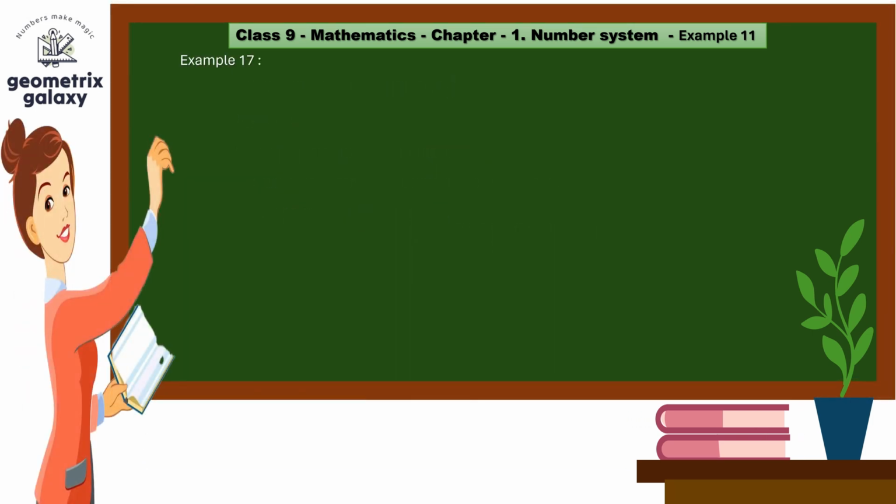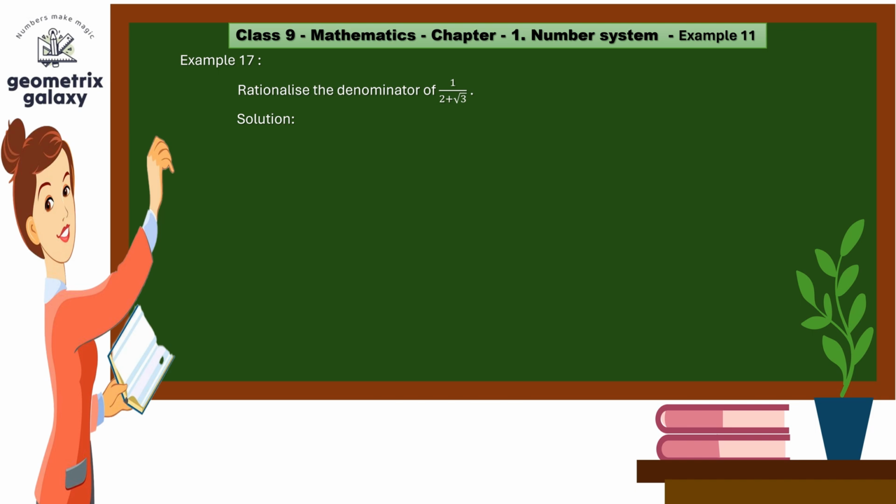We will see now example 17. Rationalize the denominator of 1 by 2 plus root 3. Just like the previous question, here also we need to rationalize the denominator. But the difference is, there we had a single term, here we have two terms. If we have a single term, then we will use the rationalizing factor to rationalize the denominator.